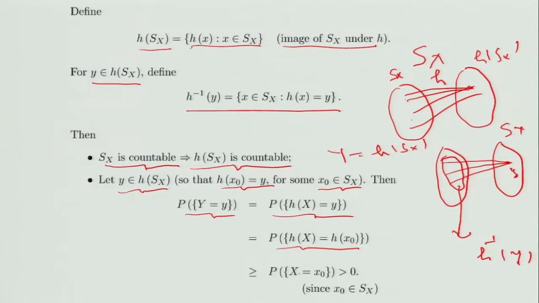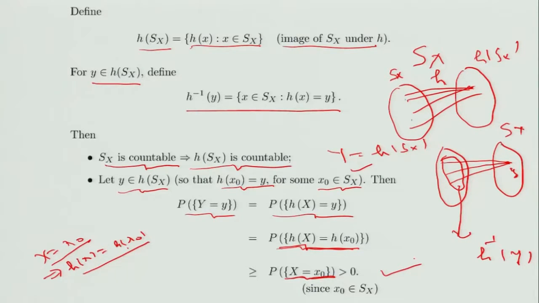But this probability would always be greater than or equal to probability X equal to x0, because X equal to x0 implies that h(X) is same as h(x0). So this event implies this. So probability of this event would be less than or equal to probability of this event. Or in other words, probability of this event would be greater than or equal to probability X equal to x0. But x0 was in SX, so probability X equal to x0 is positive. So what we have proved is for any y in h(SX), probability Y equal to y is positive.